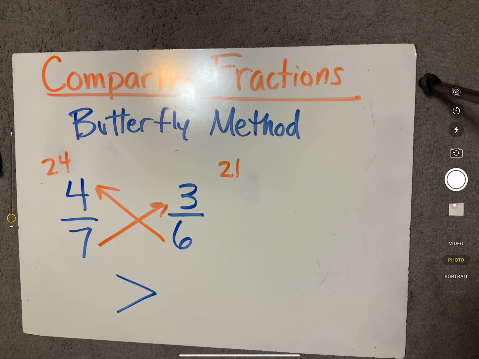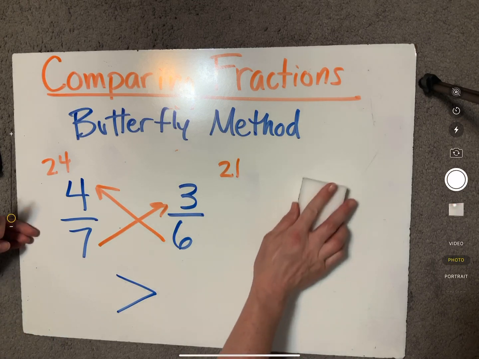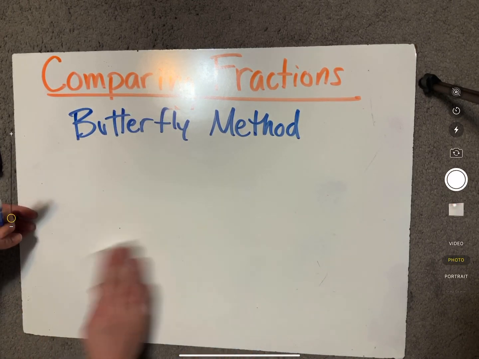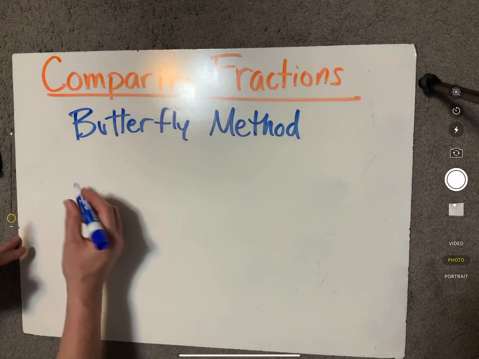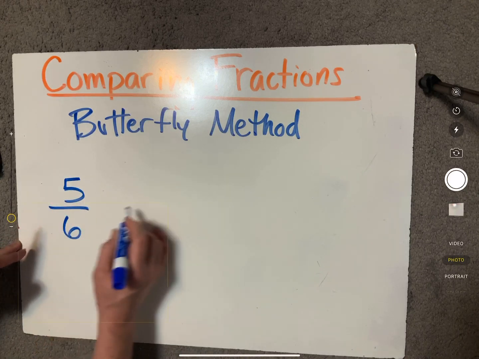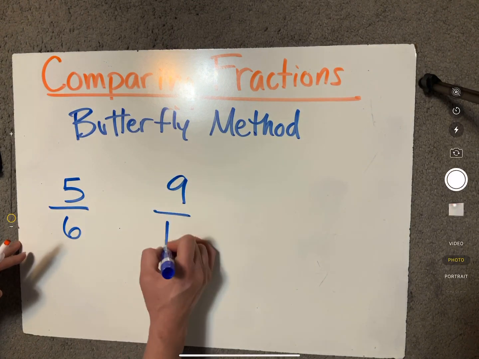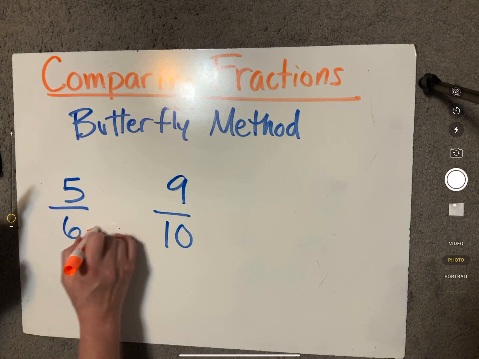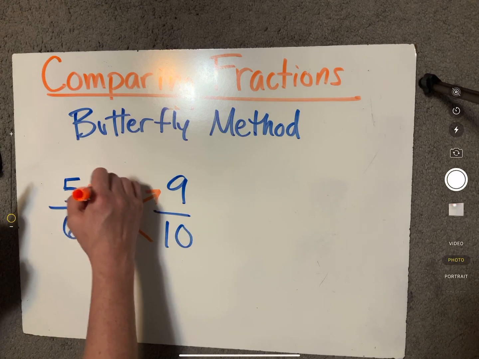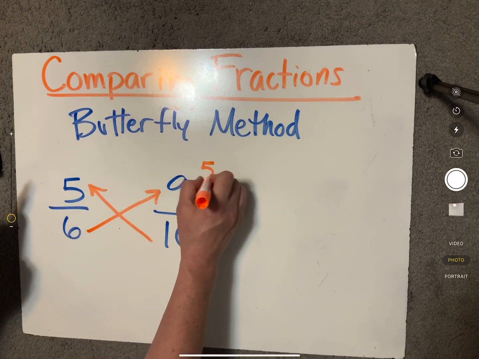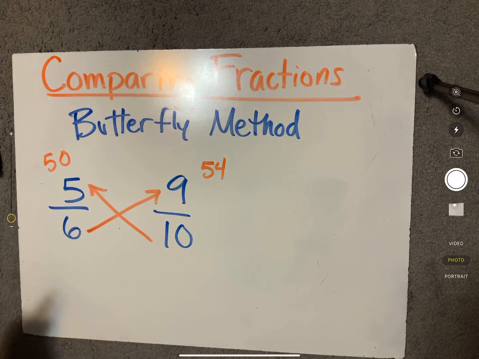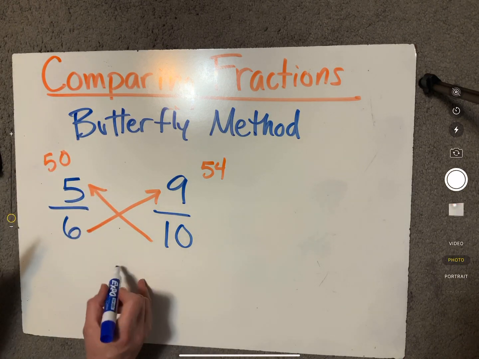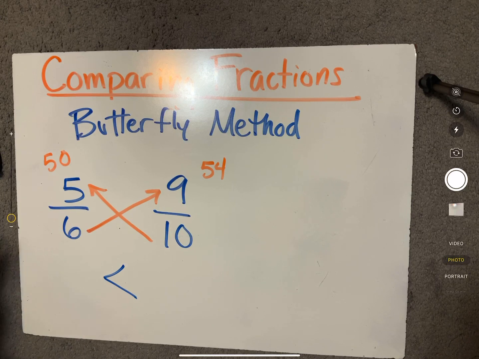Okay, so I think a lot of people really enjoy the butterfly method because it's quick and easy. The trick is that you have to remember to go bottom up each time. All right, let's try 5/6 and 9/10. Same thing, bottom up. 6 times 9 is 54. 10 times 5 is 50. So the one that's larger here would be 9/10.